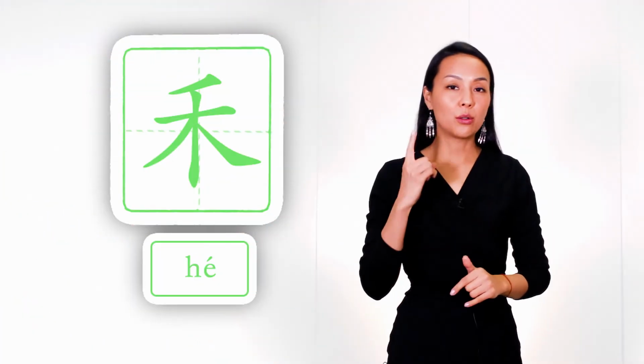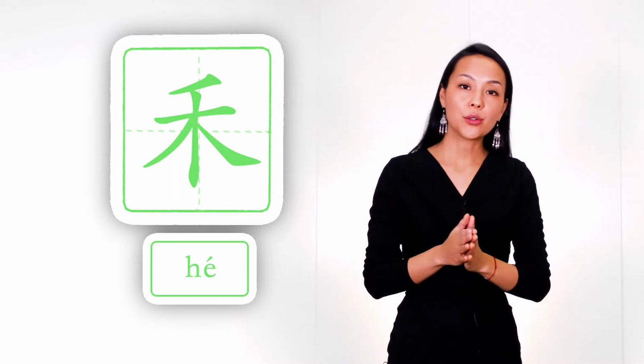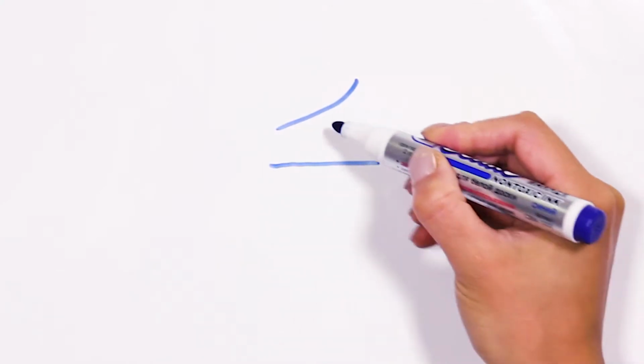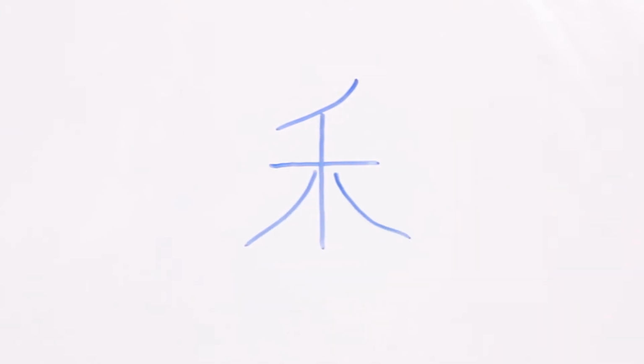This radical has only one form. You will see it in different characters, and it is used as a separate word. Let's see how we draw it. 1, 2, 3, 4, 5.